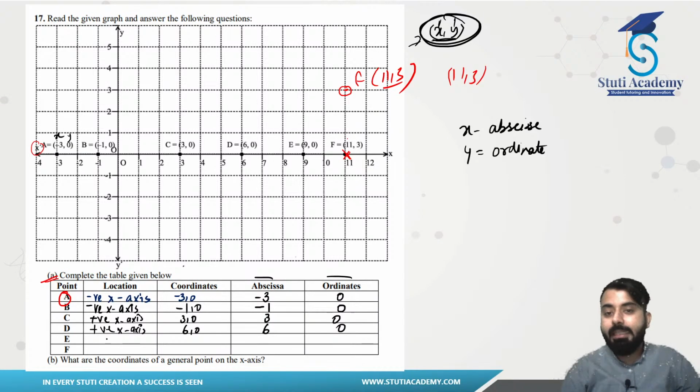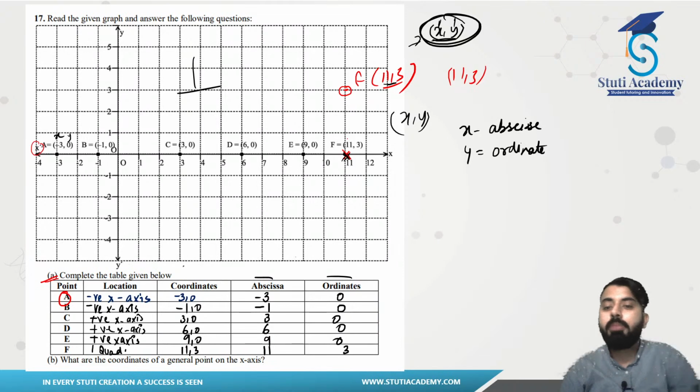Then you have E. E is again on positive x-axis, right? Now it has coordinates 9 comma 0, and its abscissa is 9 and ordinate is 0. Now for the case of F, you guys see it is not on your x-axis. It has coordinates 11 comma 3, and both of them are positive. X and y are positive, so it should be in your first quadrant. So it is in first quadrant. Coordinates are 11 comma 3, abscissa is 11 and ordinate is 3.